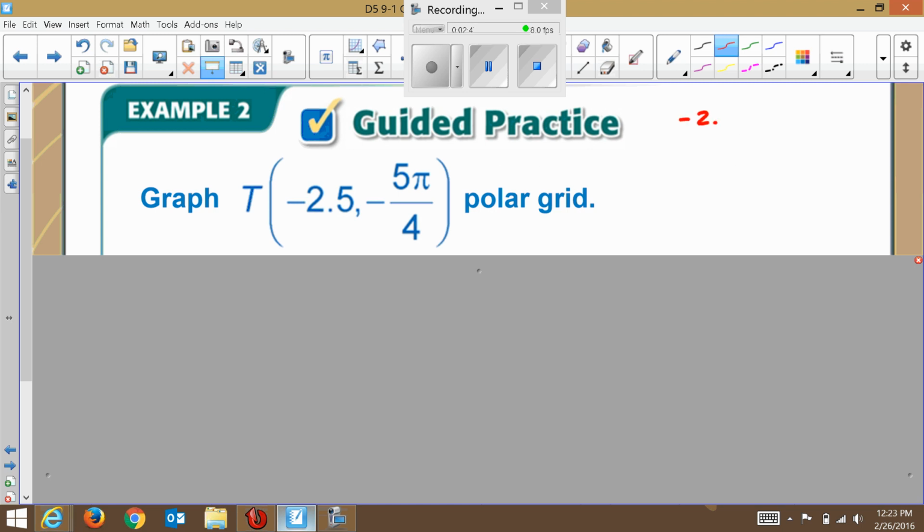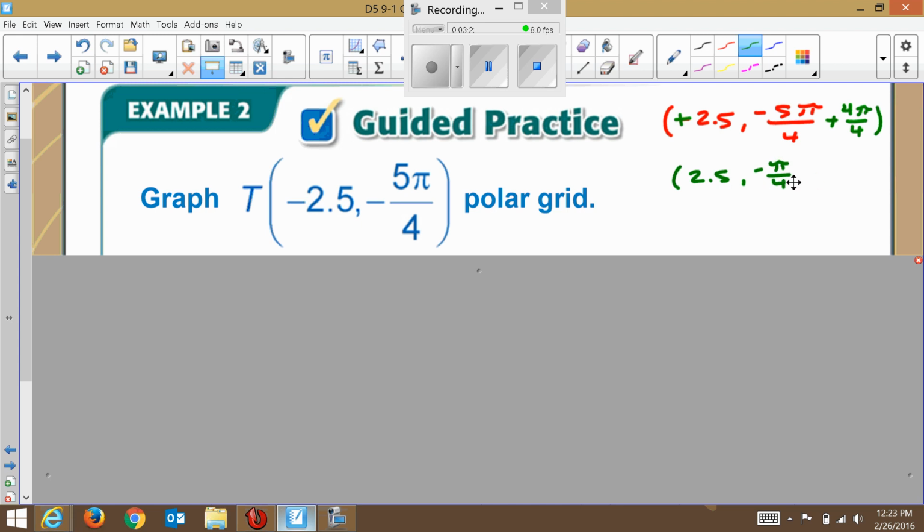So if I had negative 2.5, the first thing I might do is try to make this become positive 2.5. And if I want to do that, I would just add 1 pi to it. So if I want to change this, I could say that this is positive here. And I'm going to add a pi, which is the same thing as saying adding 4 pi over 4. When I do that, I get 2.5, comma, negative pi over 4.